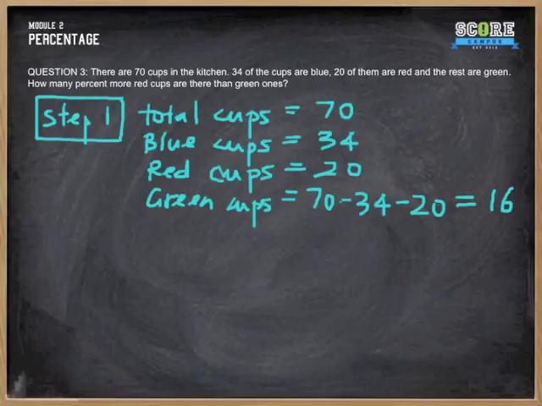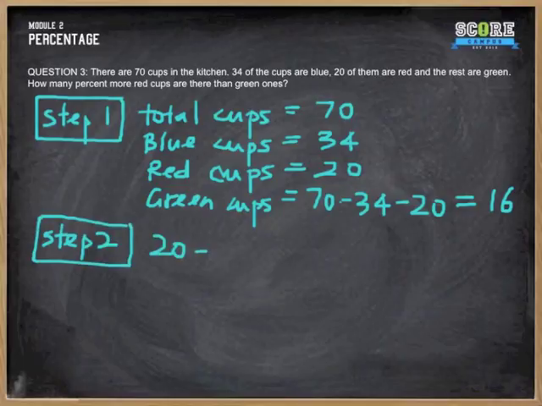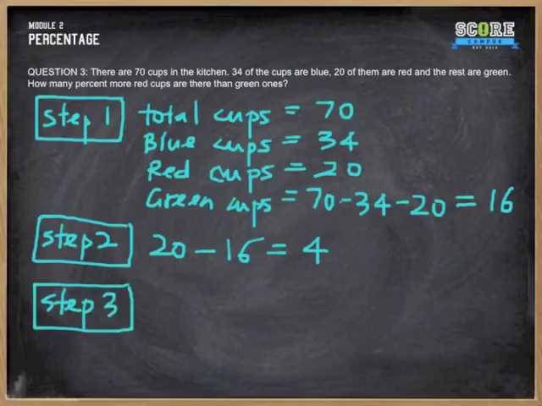Since we know there are 20 red cups and 16 green cups, we can now find how many more red cups than green cups there are, right? So what is step 2? Step 2 is finding the difference. 20 red cups minus 16 green cups equals 4. Finally, we can write it as a fraction, multiply it by 100 to get the percentage.